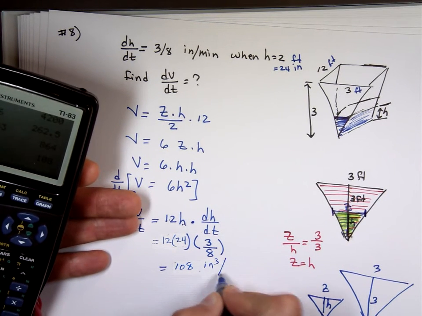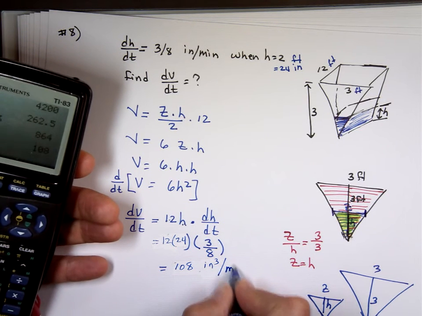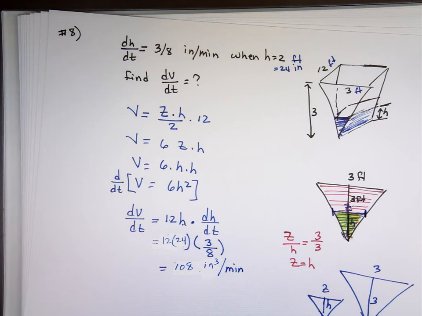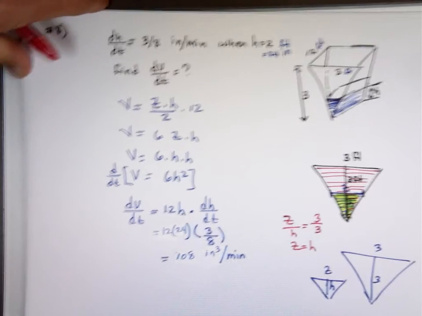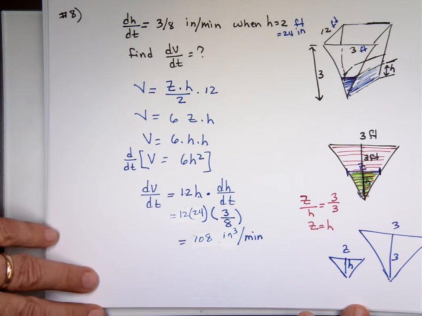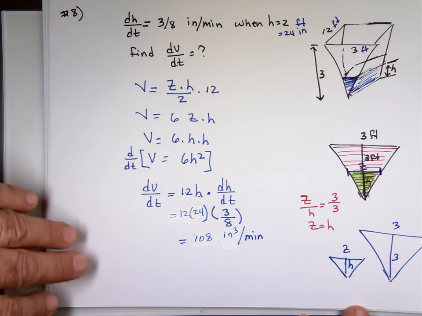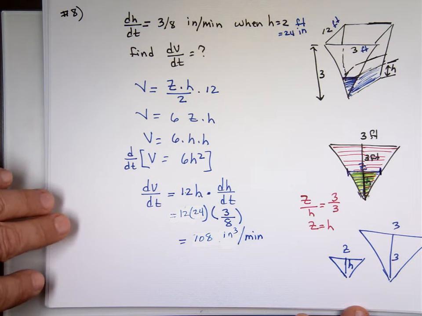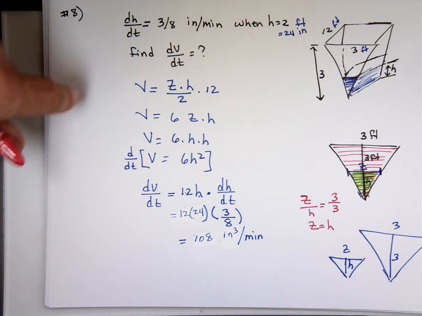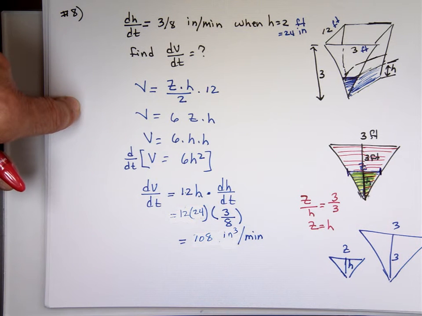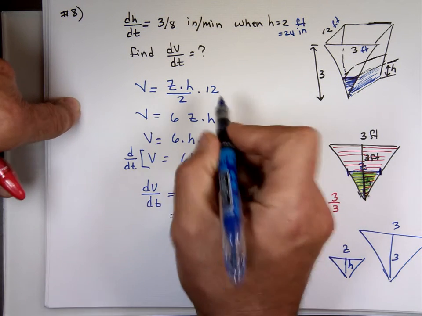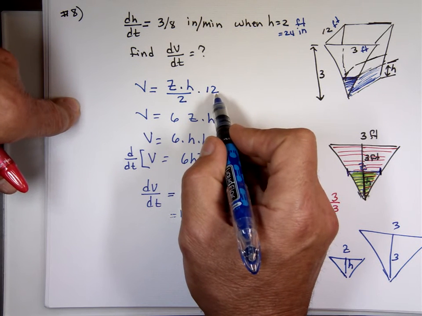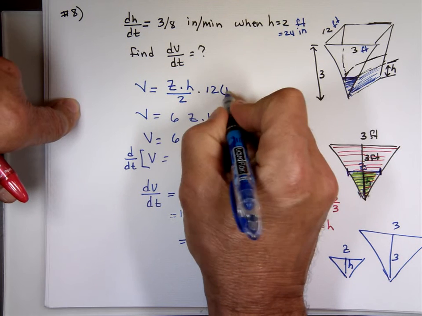Yeah. But they want the answer in cubic feet. But your 6 was also in feet, so you should just convert the inches per minute into feet per minute. Does that make sense? Where's my 6? Your V equals 6 times Z times H. That's your depth. That's in feet still too. So you should just take your 3/8 inches a minute and convert it to 1/32 feet per minute.